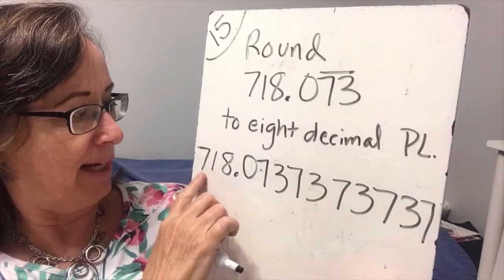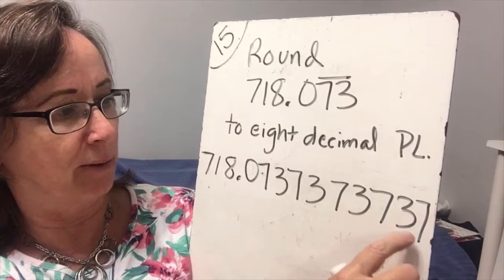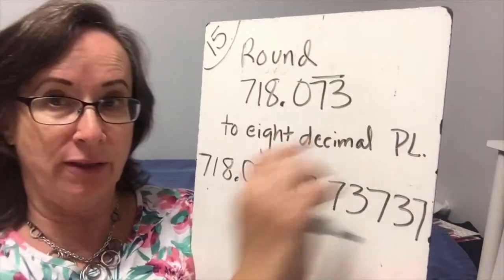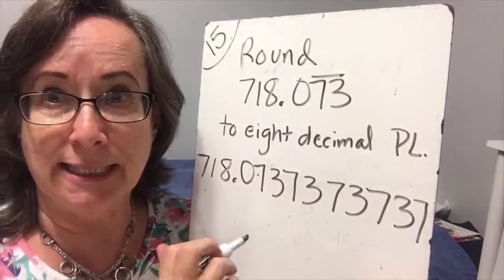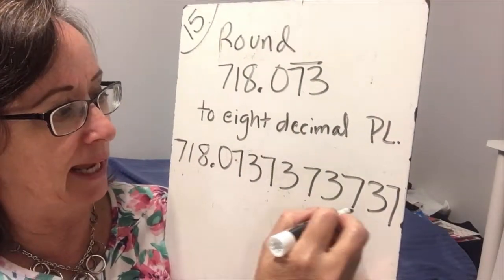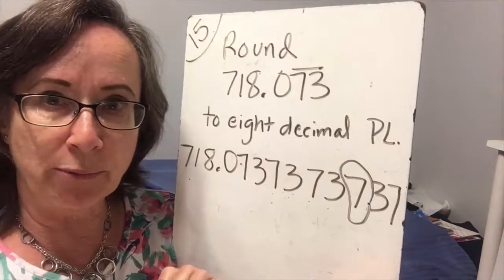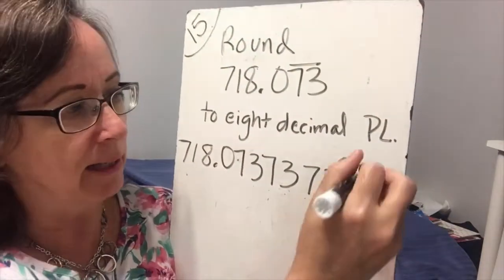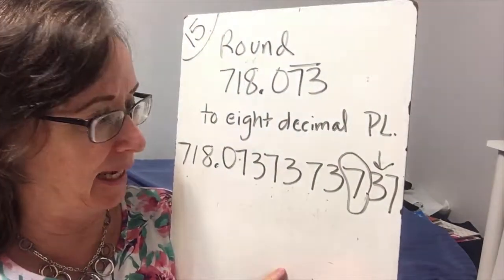So now I've got 718.07373737337 because the 7.3 was what was repeating. So now I have to find out which one of these is the 8th place. So 1, 2, 3, 4, 5, 6, 7, 8. This is the one that is where I'm going to round to. So I look at the next one. So I have an extra number there that I didn't need, but no matter.